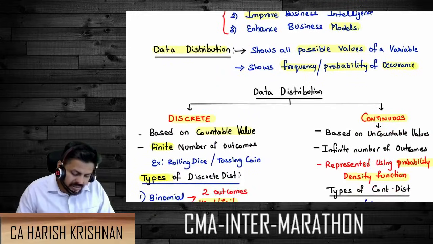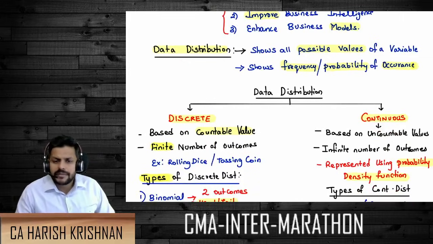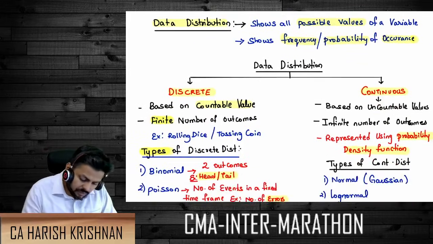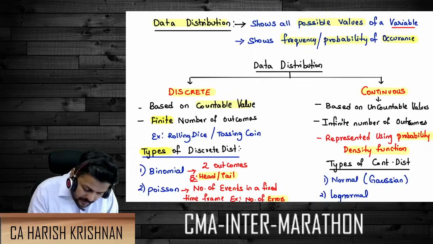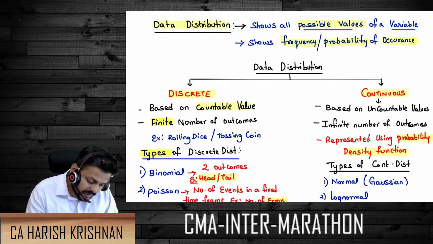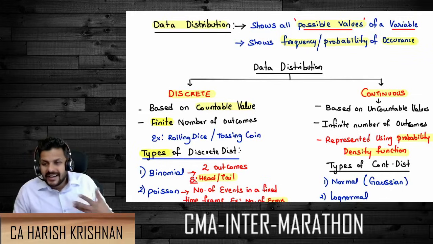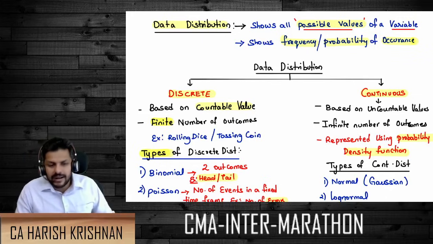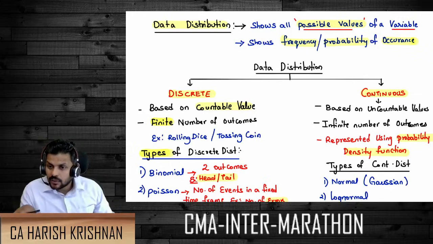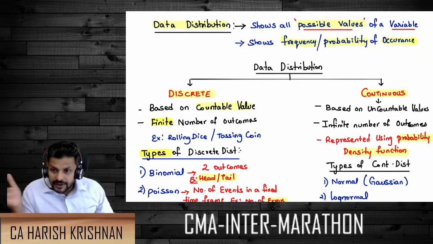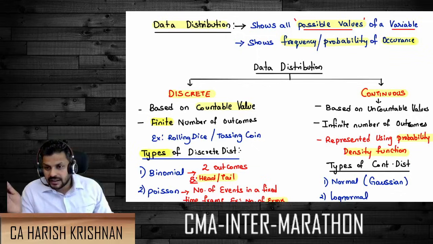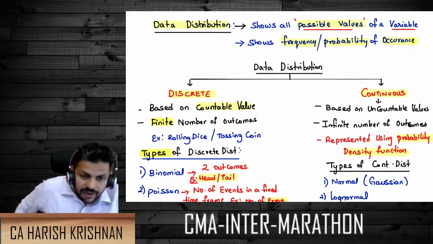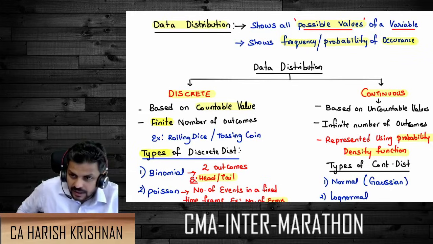Then moving on is data distribution, which shows all possible values of a variable. There are so many variables, and this data distribution shows the possible values. It is about the probability distributions that you have studied back then, like tossing a coin or rolling a dice. Sometimes there are a finite number of outcomes, while sometimes there are an infinite number of outcomes that can happen. So it is important for us to understand whether something is finite or infinite. Let us see how those things work here.